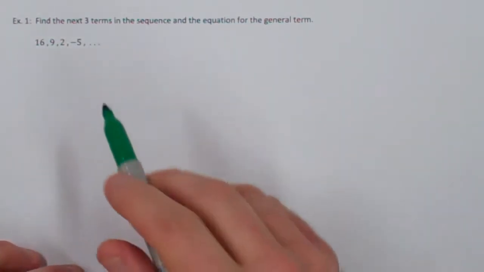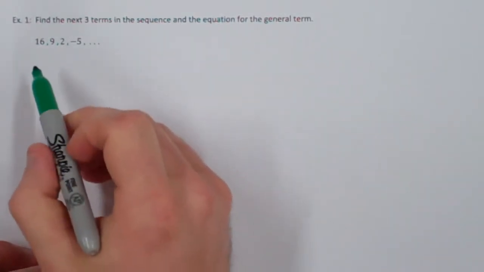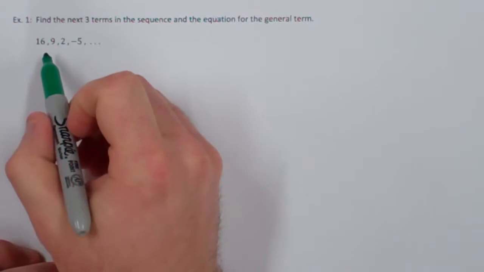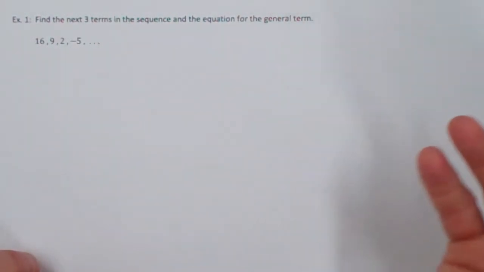In this example, we want to find the next three terms in the sequence and the equation for the general term. What we need to do first is figure out if this is arithmetic, geometric, or maybe it's not either one. We want to look and see if the common difference is the same between all of these terms. There's a few ways to do this.